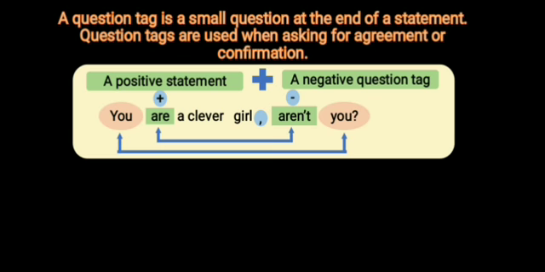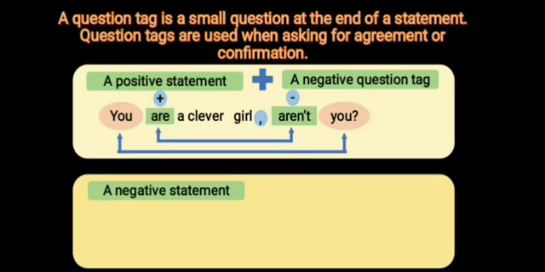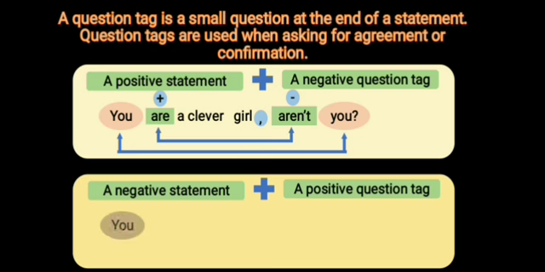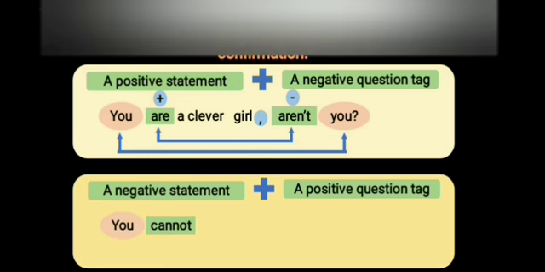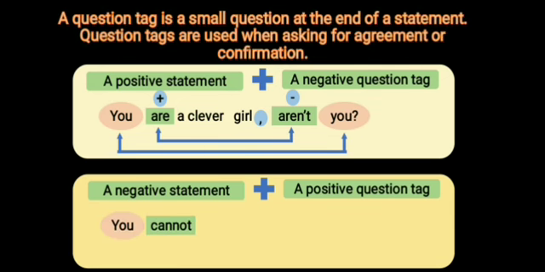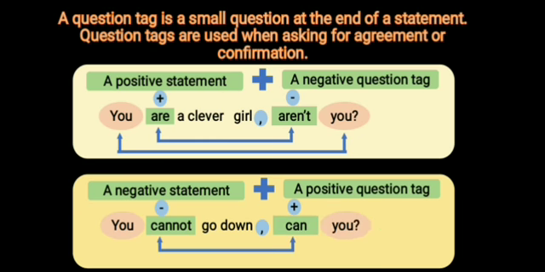Vice versa, when we have a negative statement, we will add a positive question tag to it, right? So let's have a sentence here. You cannot go down, right? So cannot is the negative verb here. So while forming a question tag, add a comma, write cannot in positive form, that is can, and then go for the appropriate subject, that is you again here. So: you cannot go down, can you?